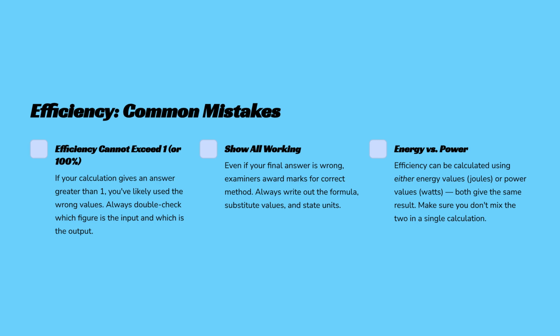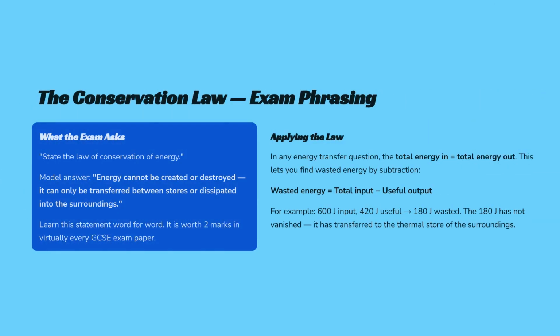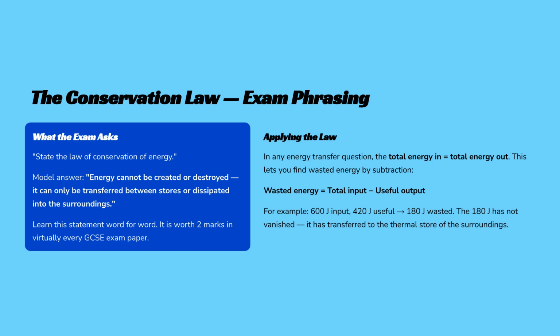When dealing with efficiency, keep three things in mind. Efficiency cannot exceed 100%, so check your values if it does. Always show your full working to earn method marks. Finally, be consistent with your units, whether using energy or power. For the conservation of energy, memorize the standard phrasing: energy cannot be created or destroyed, only transferred or dissipated. Applying this law helps you calculate wasted energy by simply subtracting the useful output from the total energy input.